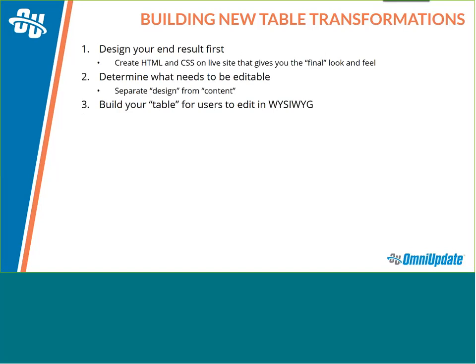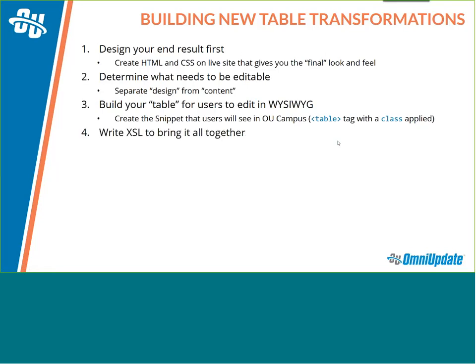So once you've answered that question from whatever your final result is, then you're going to build the table that your users are going to edit inside of the WYSIWYG editor. You're going to take all of the things that are content and build out some sort of quasi-form almost that asks the users, what kind of content do you need to provide? And the general structure for that quasi-form is going to be just an HTML table tag that's got some specific class applied to it. And I'll explain why when we get into the demo.